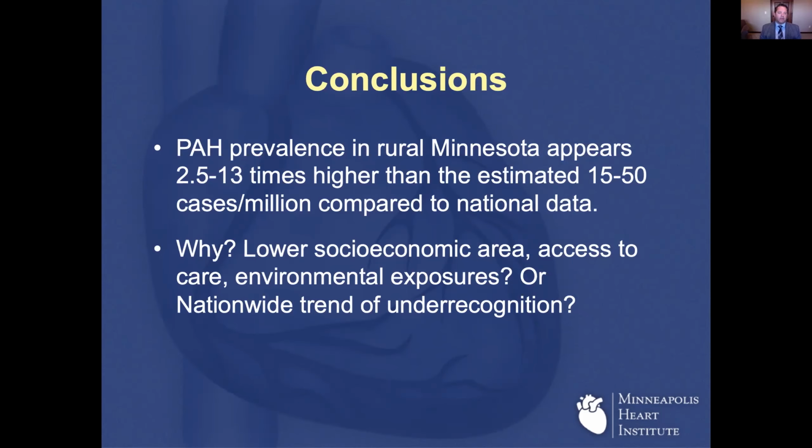What we see is that there's about a 2.5 to 13 times higher than estimated prevalence in PAH when looking at national data and international data. And the question is why? Does it have to do with lower socioeconomic areas? We have patients in this area that don't have access to basic necessities such as running water or electricity, some that live in the woods and maybe haven't seen a doctor since the day they were born or their last immunization.